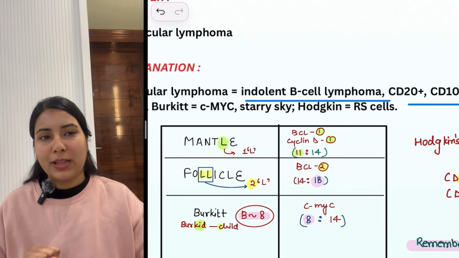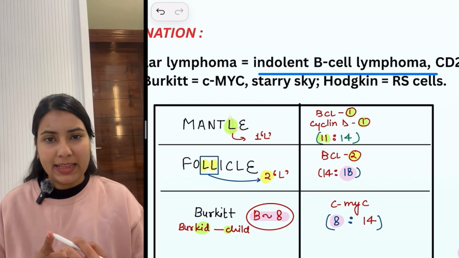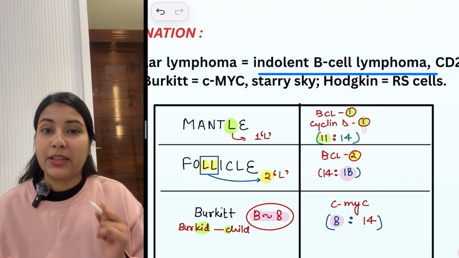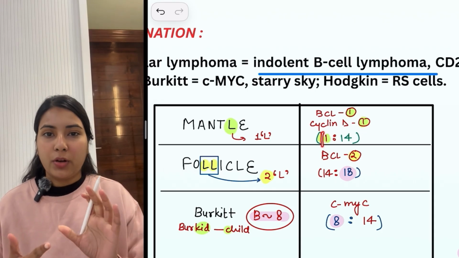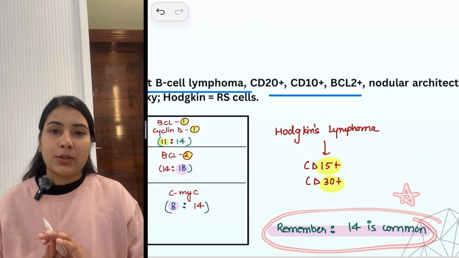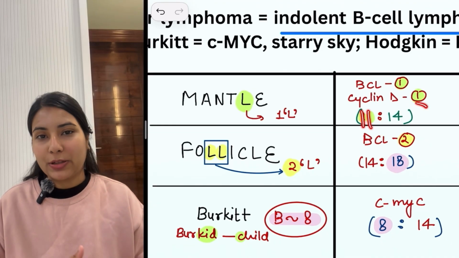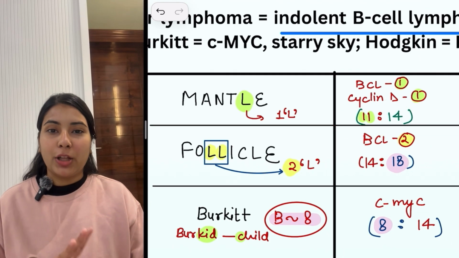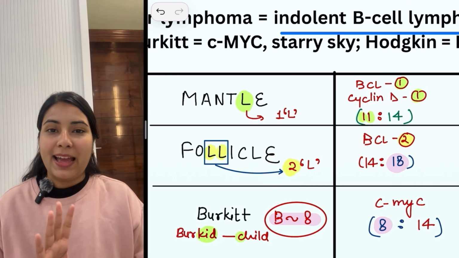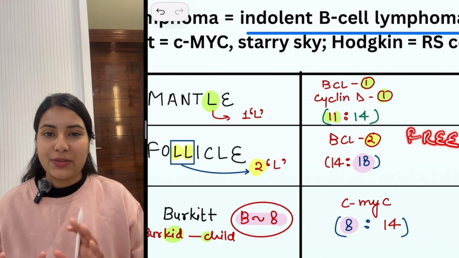So how to remember all these mutations? For this we have the trick. In mantle cell lymphoma you have a single L, so there is cyclin D1 mutation, there is BCL1 mutation, 11, and for these translocations there is a common chromosome, that is 14. So 1 and 1, one and one do not make two, one and one make 11. So there is 11:14 translocation in mantle cell lymphoma. In follicular lymphoma we have two L's together, so there is BCL2 mutation, and we will remember you are free at 18. So the translocation is 14:18.